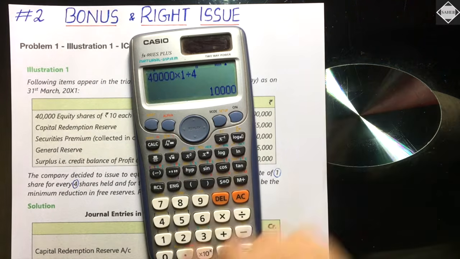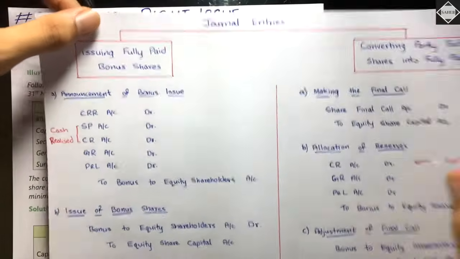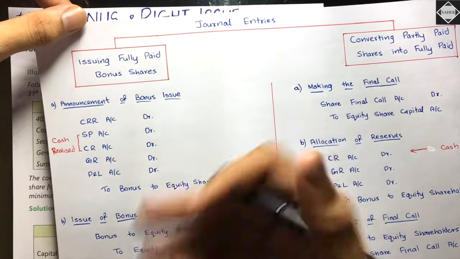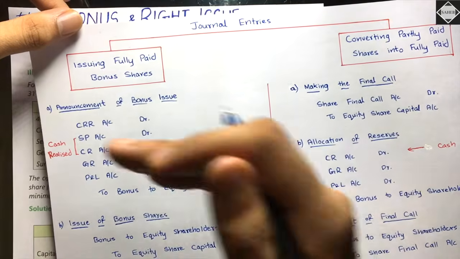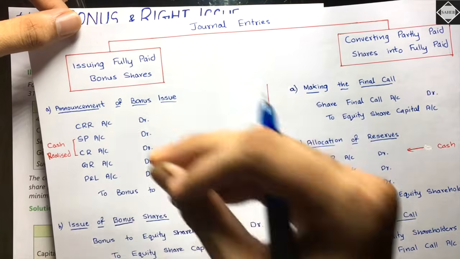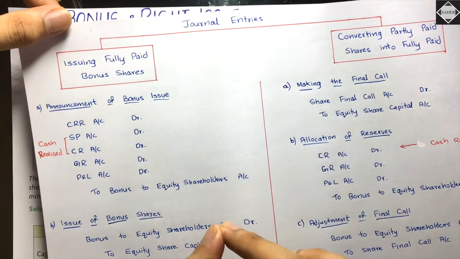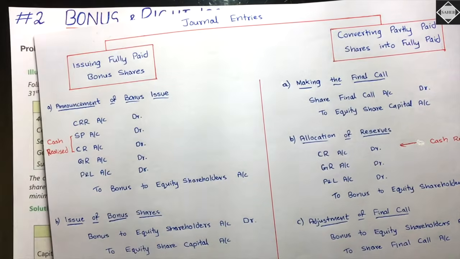So how will you pass the journal entries now? You all know 2 journal entries we have to pass. The first is announcement of bonus issue. When the bonus is announced, you have to use up the reserve. From the accounting perspective, you have to decrease the reserves, and the value from these reserves you have to transfer to this dummy account called bonus to equity shareholders account, which also comes under equity category, right?